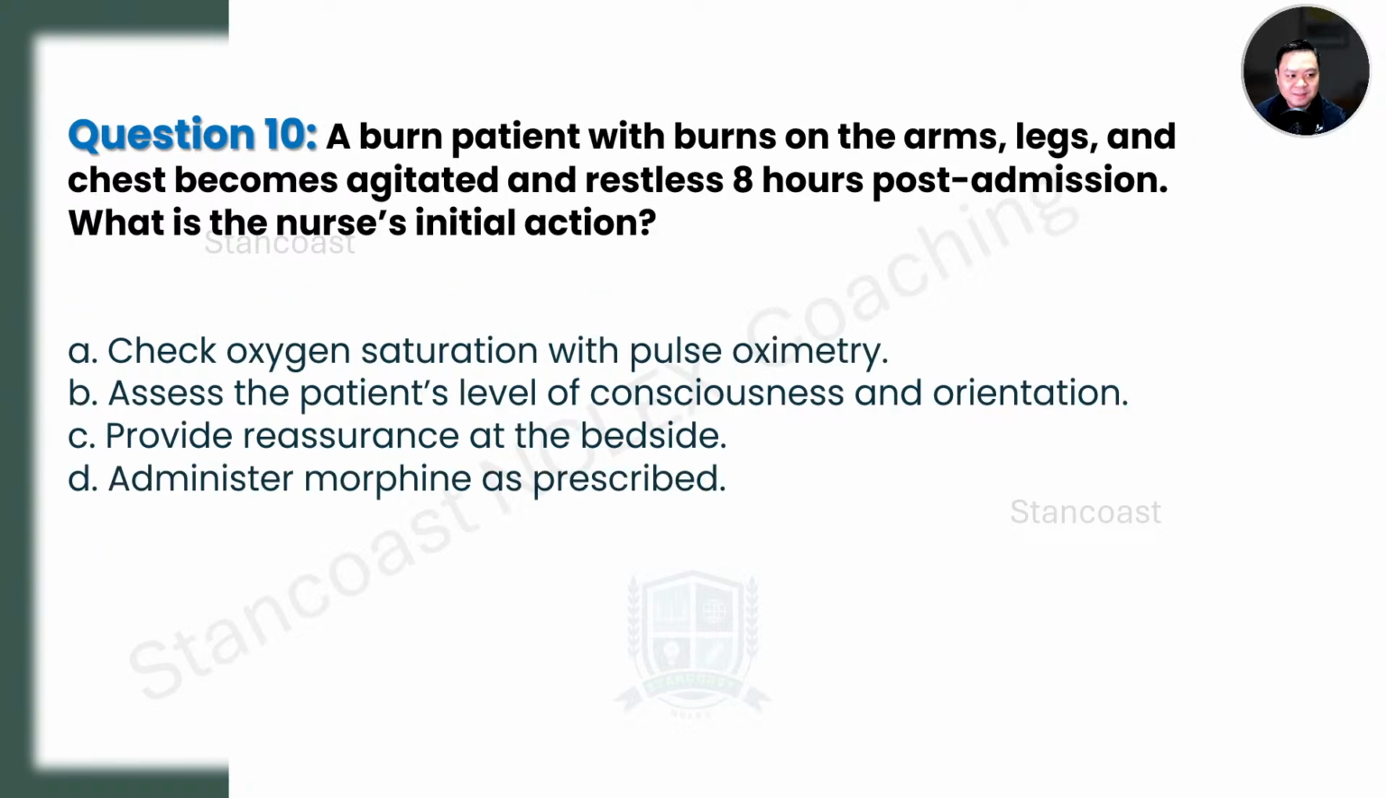Number 10. A burn patient with burns on the arms, legs, and chest becomes agitated and restless 8 hours post-admission. What is the nurse's initial action? A. Check oxygen saturation with pulse oximetry. B. Assess the patient's level of consciousness and orientation. C. Provide reassurance at the bedside. And D. Administer morphine as prescribed.